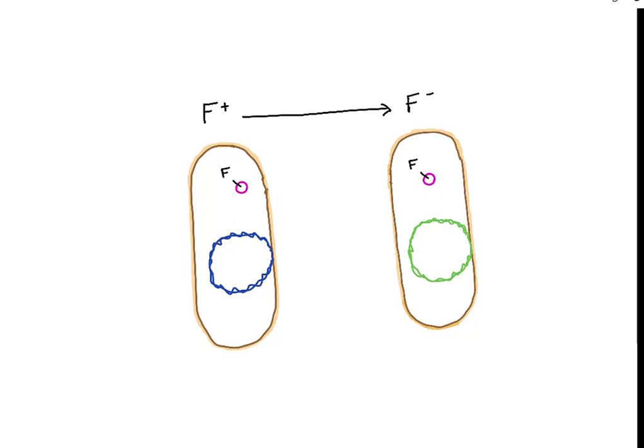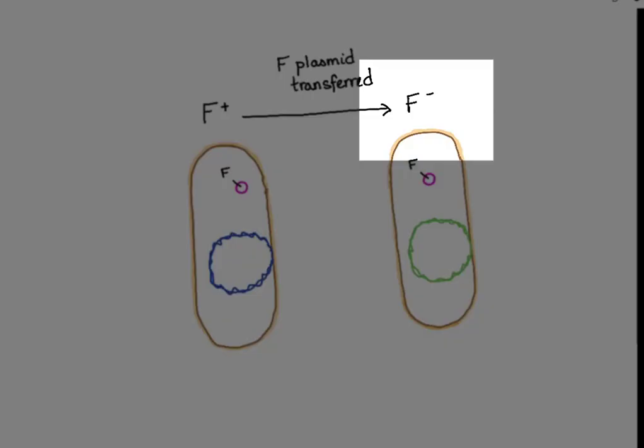Okay, so an F plus to F minus conjugation specifically transfers the F plasmid. And note that the recipient is no longer going to be F minus, because the recipient now has their own copy of the F plasmid and therefore is F plus.